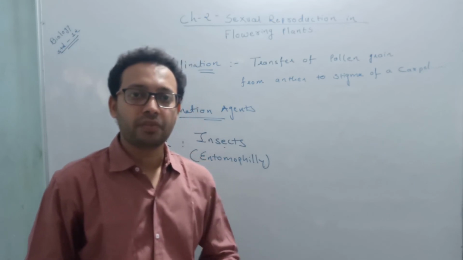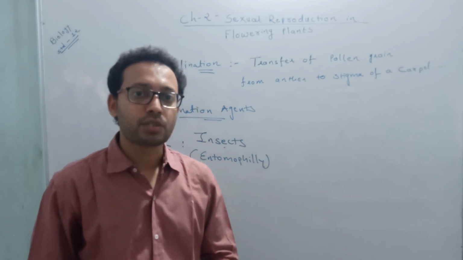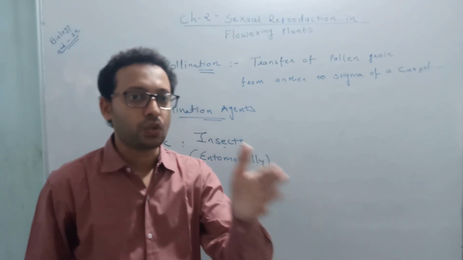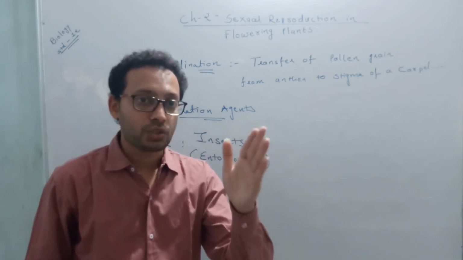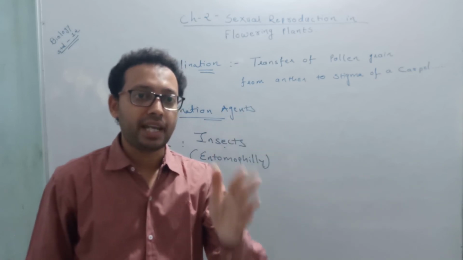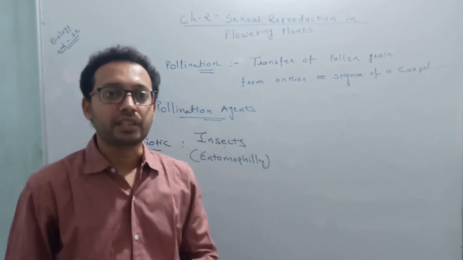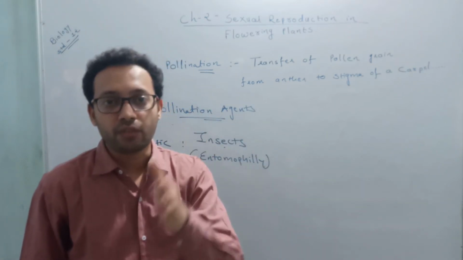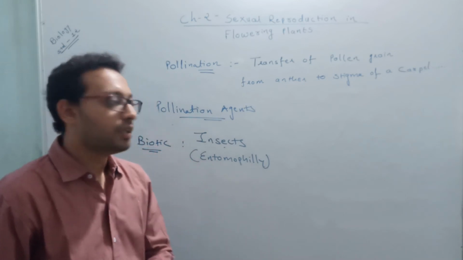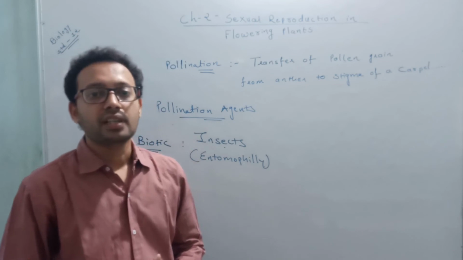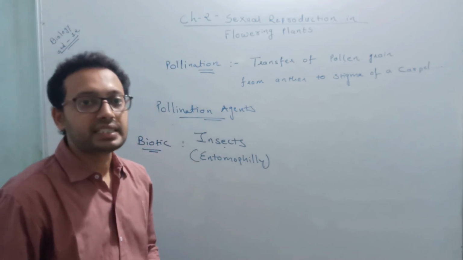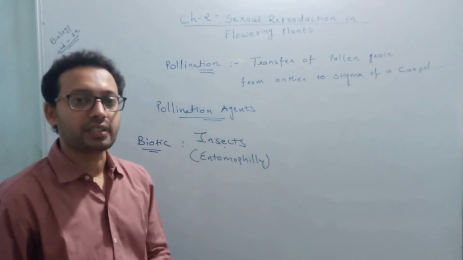Before I start entomophily, let me just revise the names. Pollination by air is called anemophily. Pollination by water is called hydrophily. Pollination with help of animals is called zoophily. And pollination with help of insects is called entomophily.